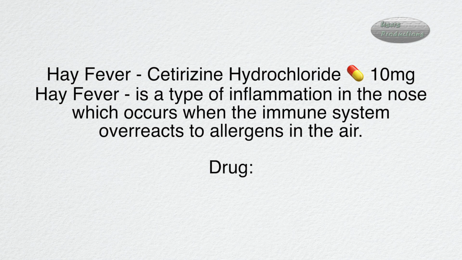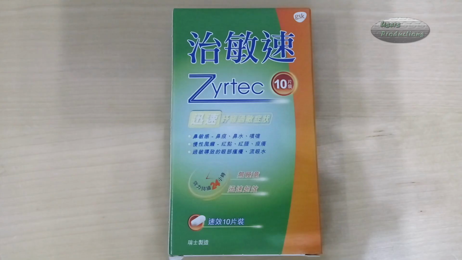Hay fever, Cetirizine hydrochloride pill, 10 mg. Hay fever is a type of inflammation in the nose which occurs when the immune system overreacts to allergens in the air. Drug.